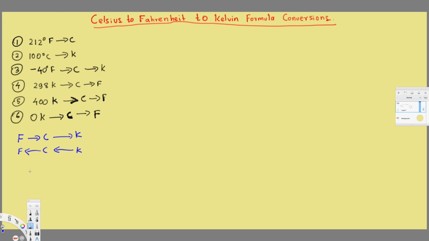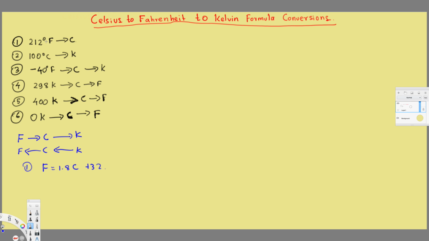So let's do the first problem. The first question is asking to convert 212 degrees Fahrenheit to Celsius. To convert this one, we have an equation right here. F is equal to 1.8 times Celsius plus 32.